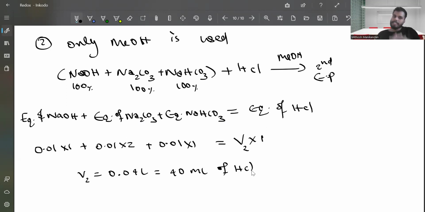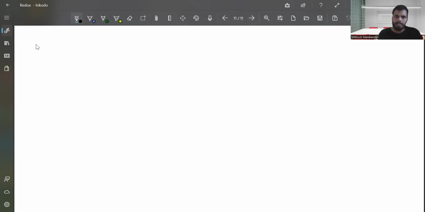Okay. Now the third case, from here itself you can actually find it, because the first equivalence point was 20 and the second was 40. So what will be this in between one? That will be 20, right? Okay. So you can do it in that way, or else you can calculate as well. No issue.